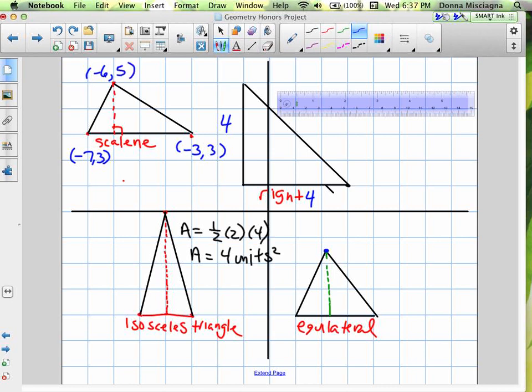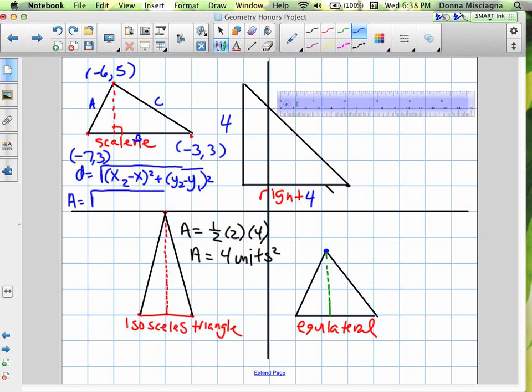So to find the length, I'll just call these sides A, B, and C. The distance formula is based on the Pythagorean theorem. It's the difference in the x-coordinates squared plus the difference in the y-coordinates squared. And that's it. So for A, and we'll simplify if possible.